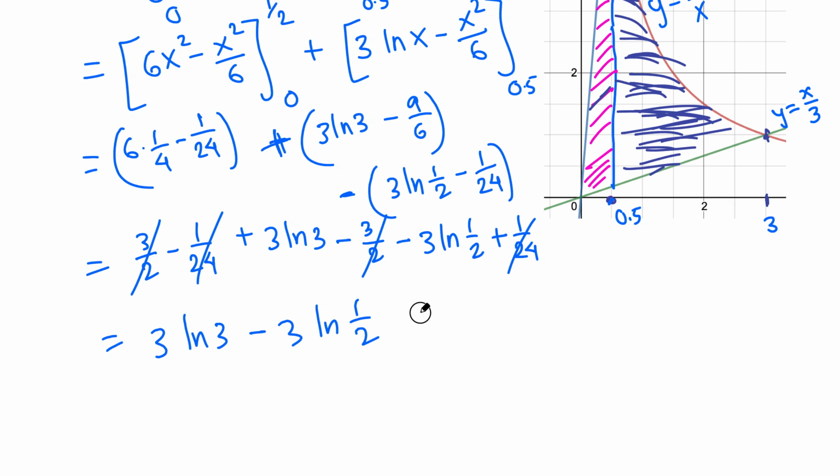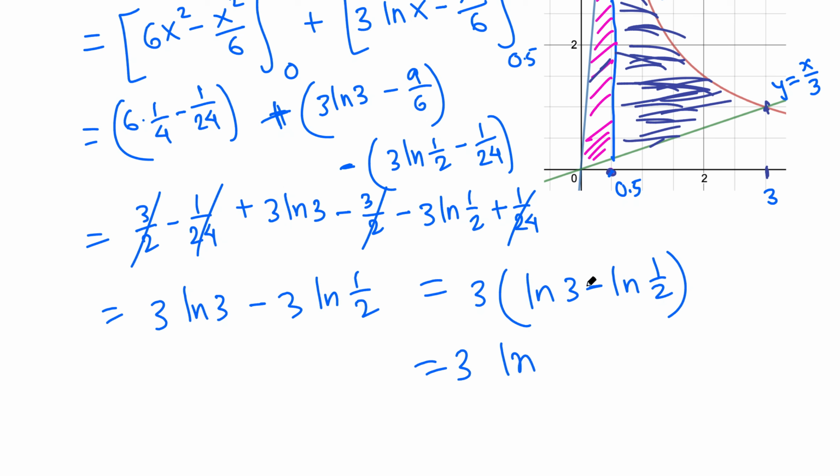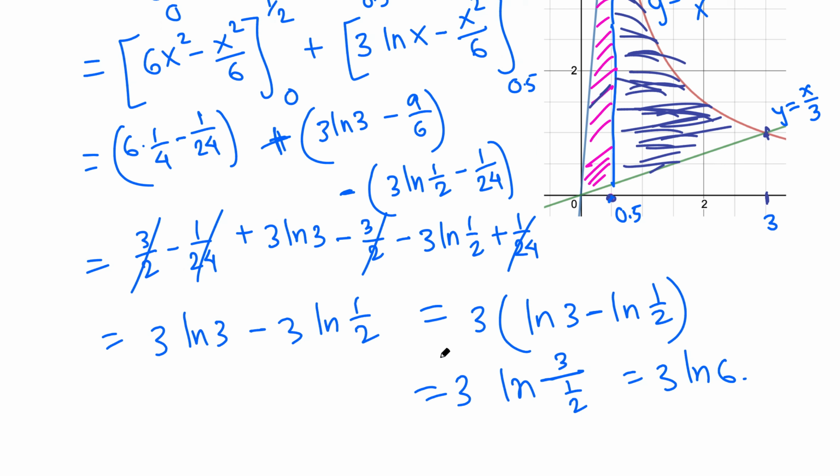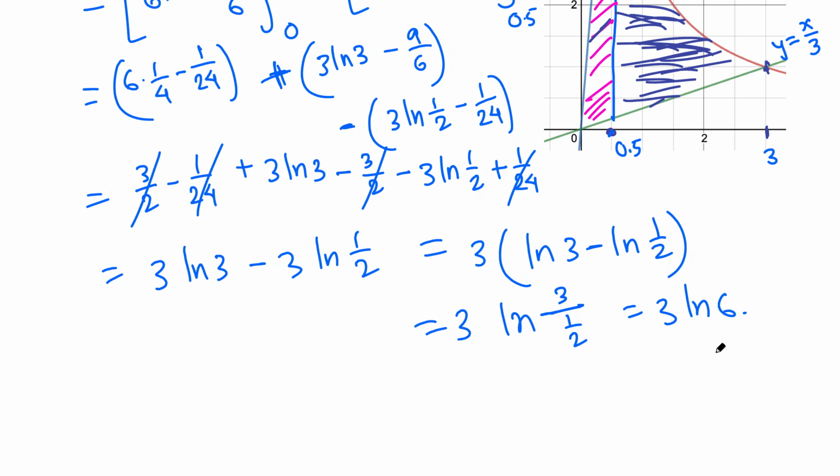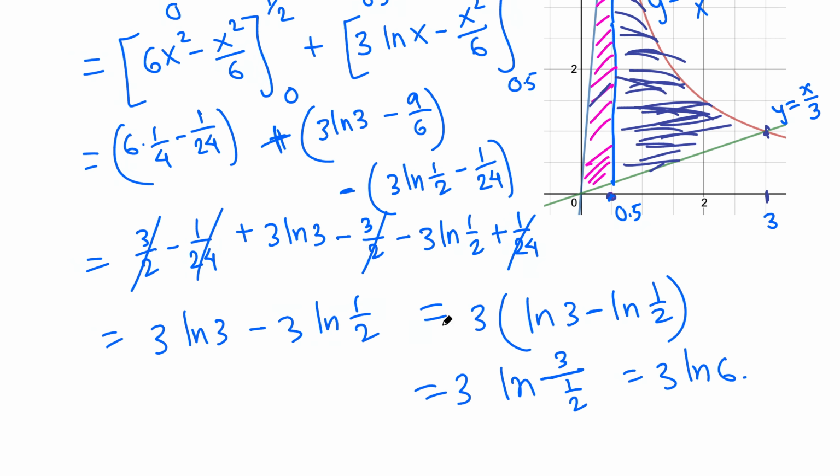You may leave it here, but you can simplify in this way. 3 outside, ln 3 minus ln 1/2. Difference of two natural logs is natural log of quotient. 3 divided by 1/2. This 3 outside, natural log of 3 divided by 1/2 means 2 goes 6. 3 natural log of 6. Okay, you may leave it here. You can leave it here as well, or just give the decimal answer. But this is the better answer. Okay, final.